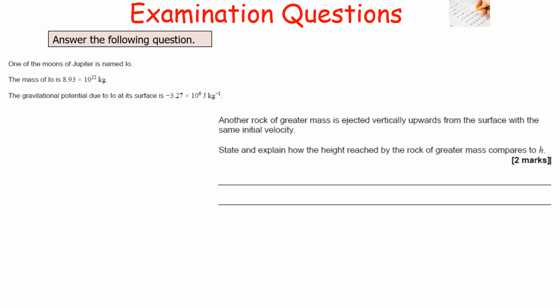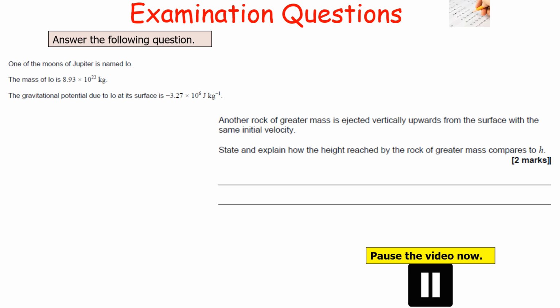The next question says another rock of greater mass is ejected vertically upwards from the surface with the same initial velocity. State and explain how the height reached by the rock of greater mass compares to h. So pause the video now, then unpause the video and go through your answer.